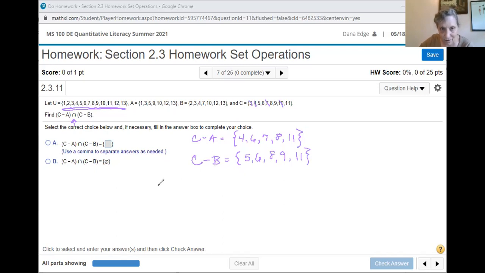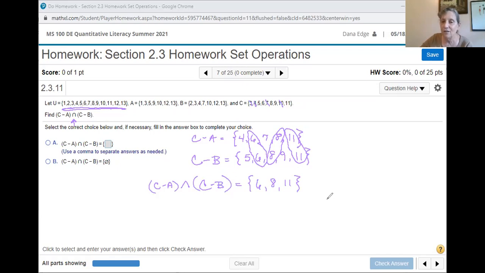Now the intersection of C minus A and C minus B is going to be the set of values that are in both of these two sets. So 4 is not in both, 5 is not in both, 6 is. This is in the intersection. 8 is in the intersection. 11 is in the intersection. So the intersection would be 6, 8, and 11.